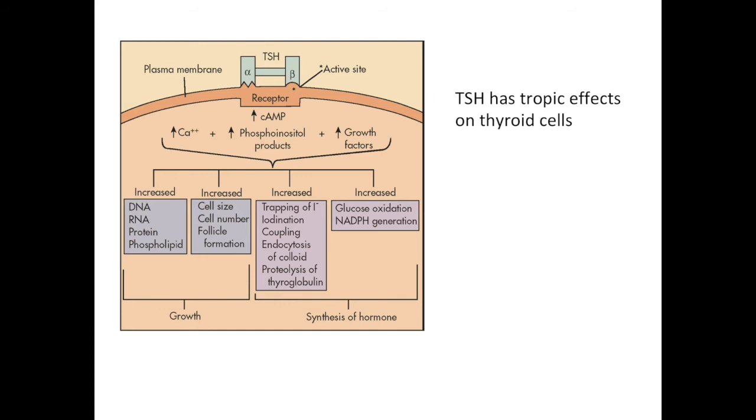And at the same time, you get improvements to the synthesis of the hormone by trapping extra iodine, and then glucose oxidation and NADPH generation to facilitate the production of thyroid hormone.